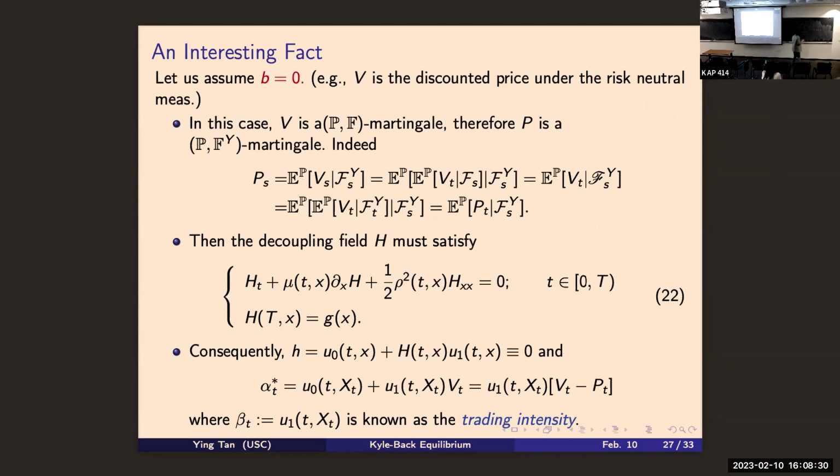It forces the right-hand side to be 0 for the PDE. Since the right-hand side, denoted by the small h, is 0, that forces the alpha star to take the form like this. So the alpha star will be of the form U1 times (Vt minus Pt). And this U1 is known as the trading intensity in the literature. And this strategy is known as something like playing with the price difference.